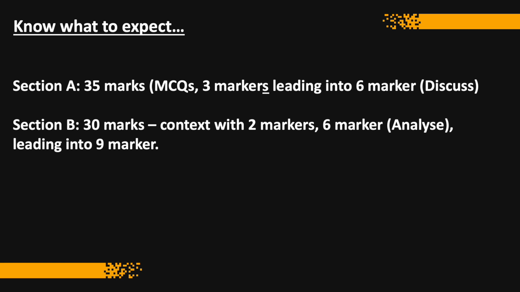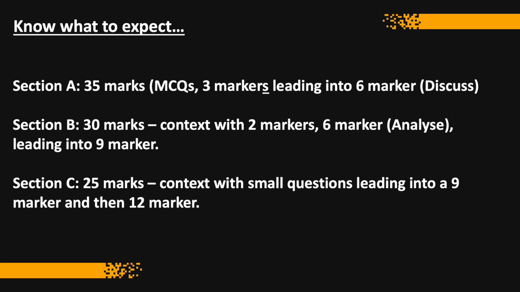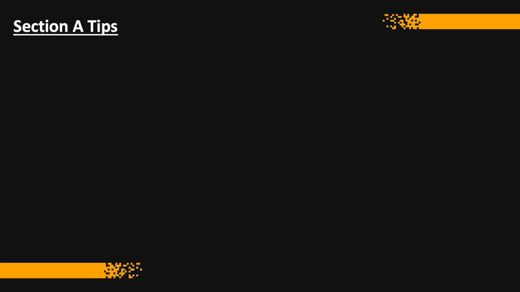Section B, 30 marks on offer, a context, 2 markers, 6 markers, analyse questions, because we're analysing and contextual analysis to the context, to the case study, leading into a 9 marker. And then section C, 25 marks, context with smaller questions, leading into a 9 marker and then a 12 marker.